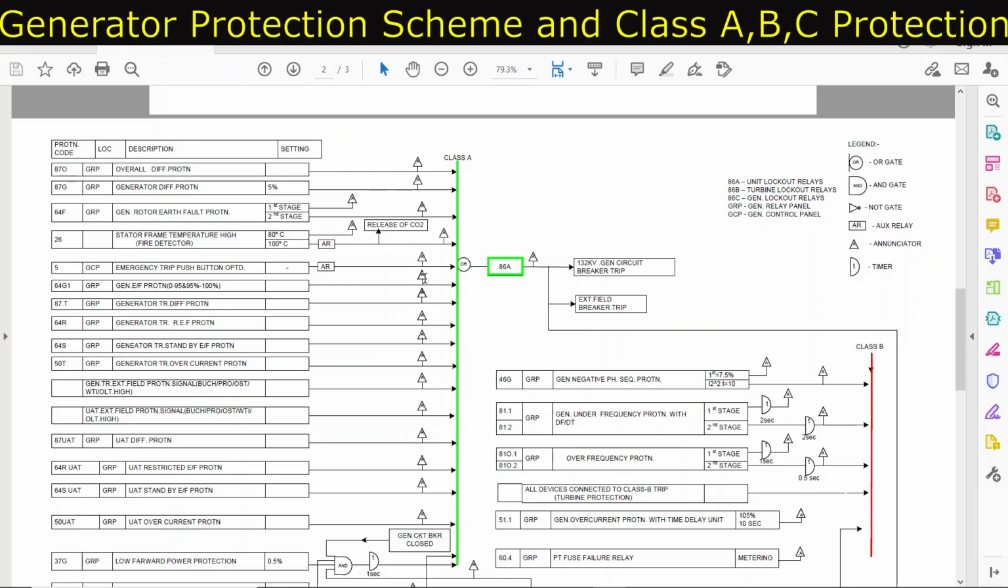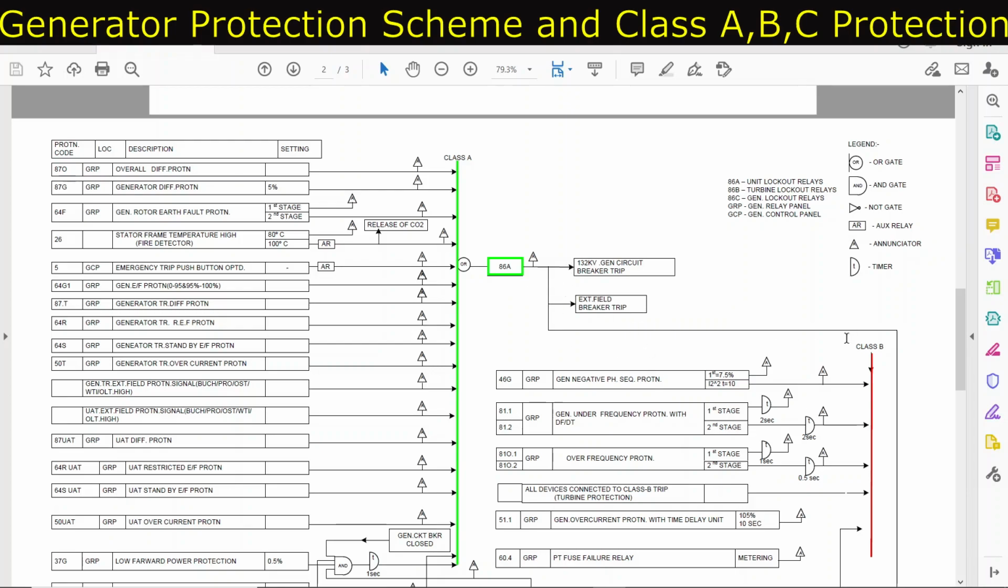If any protection acts, there is an OR gate used, so that if any protection acts, 86A appears. That means an 86 class A trip will occur. In a class A trip, the 132 kV generator circuit breaker trips and the excitation field breaker trips. If anything happens, your generator circuit breaker will trip, and instantly you also have to trip the excitation field breaker, because as soon as the generator trips, you need to switch off the excitation also.